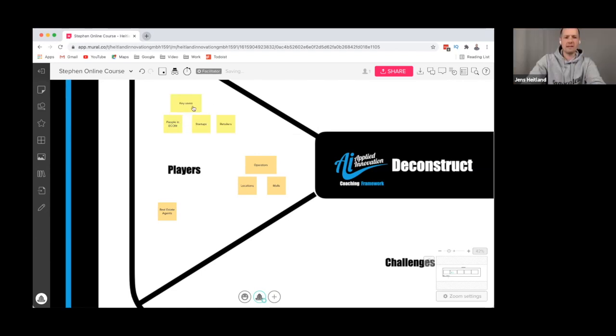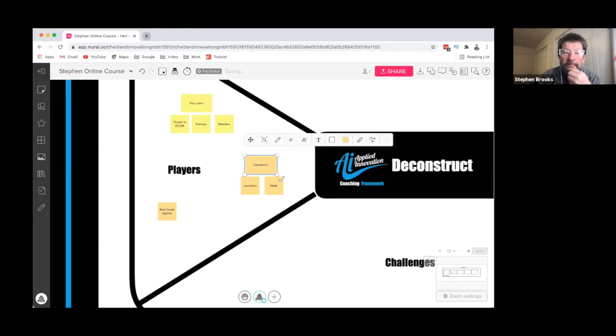So it's basically you have key users who would be applying the understanding, which is people in e-commerce, startups, and retailers. And then you said something more like operators, if I understood you right. Yeah, operators or, how would you call them, the space providers. Like operators or space providers, landlords. Landlords, yeah, locations, malls, real estate agents. So operators and landlords.